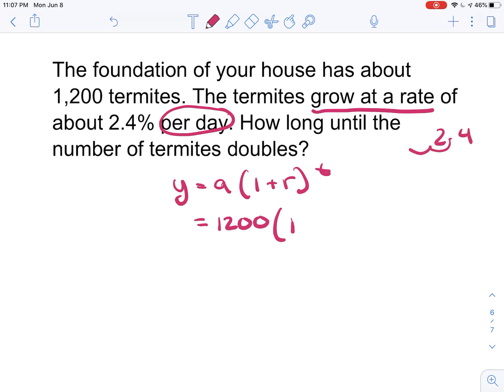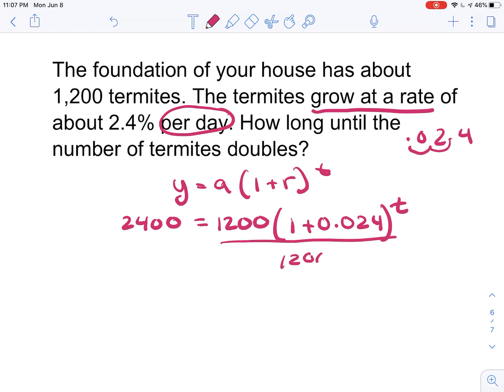So what is my a, initial value? What's my r? Well, 2.4% is 0.024. That's plus 0.024 raised to the t days. So now we want to know how long until it doubles. So what is 1,200 times 2? Well, that is 2,400, right? That's the doubling. So we're going to solve for t here.